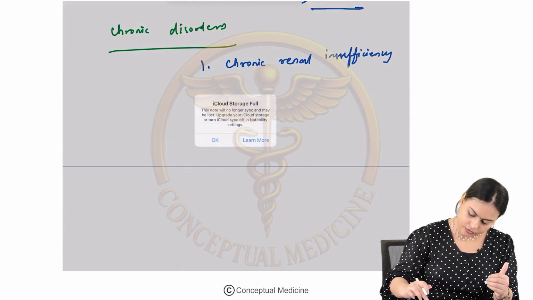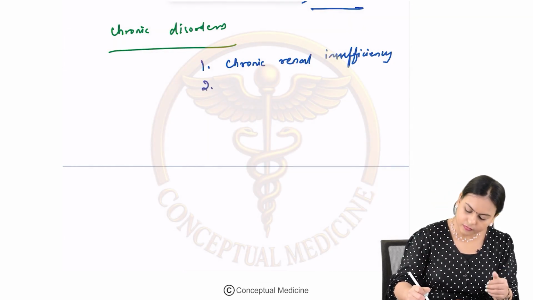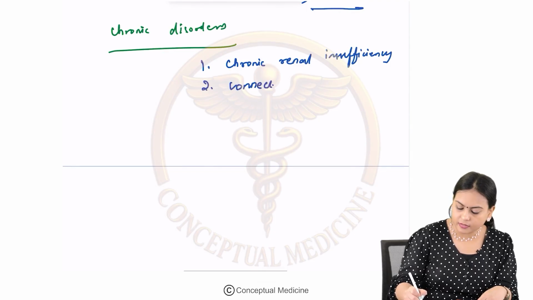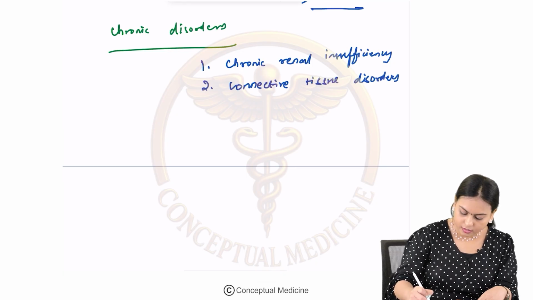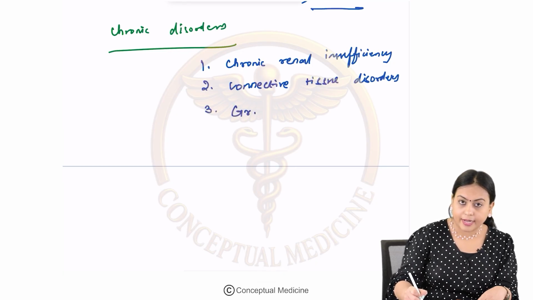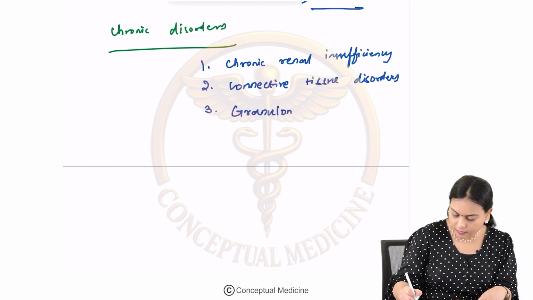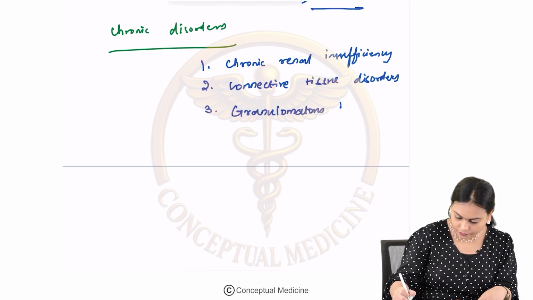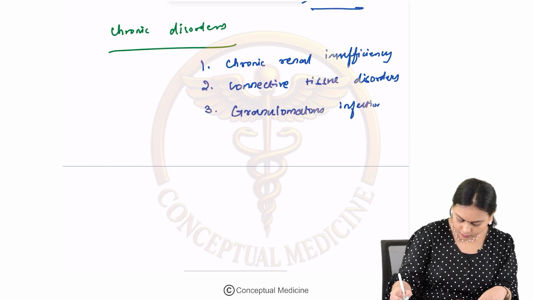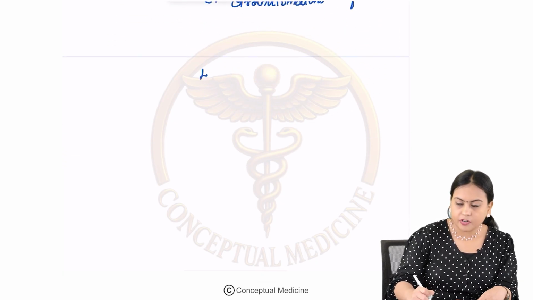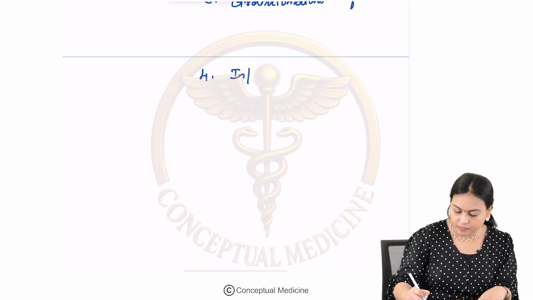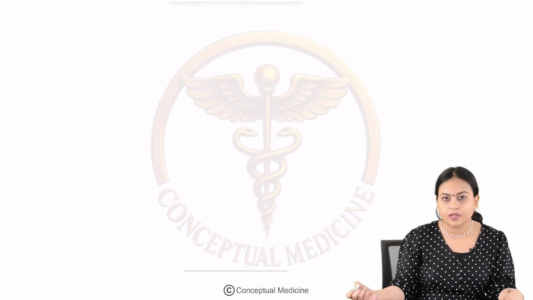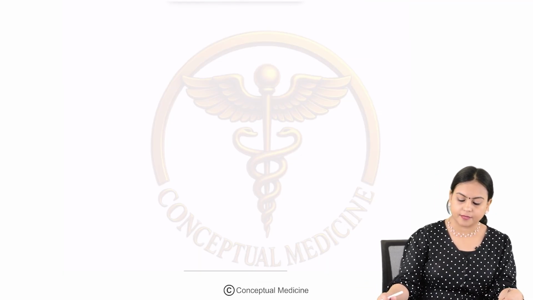Then it is going to be the connective tissue disorders. Then your granulomatous infections. Inflammatory bowel disease and neoplasms. Okay. Next we will see about megaloblastic anemia in pregnancy.